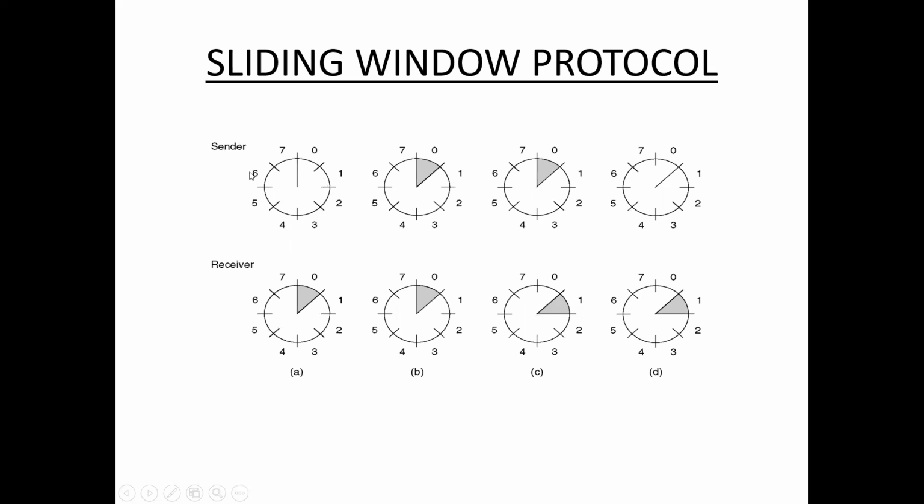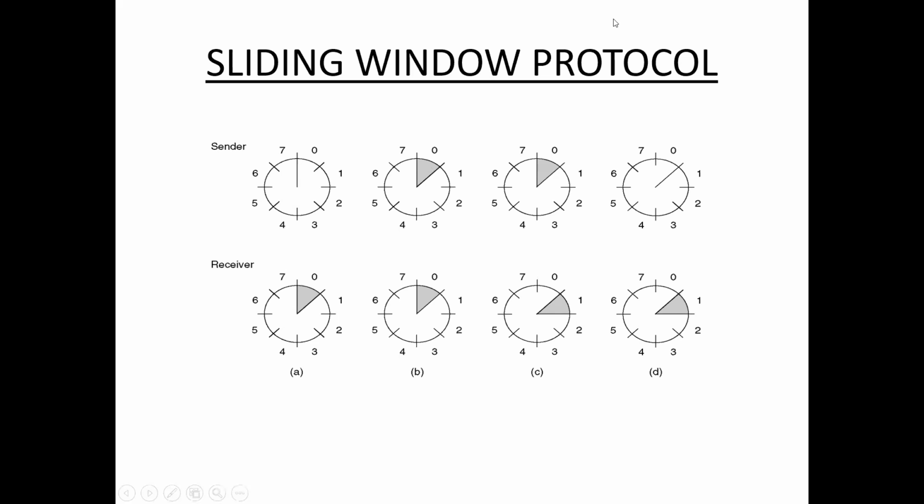Here 0 to 7 are sequence numbers. In this example, we take only 3 bits. If there are n bits, the sequence number ranges from 0 to 2 power n minus 1. See here, there are 3 bits. Suppose the sender has to transmit 3 bits to the receiver.